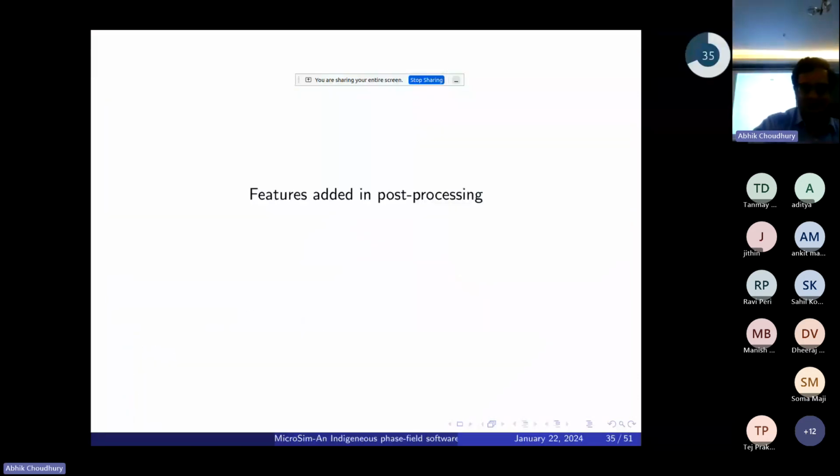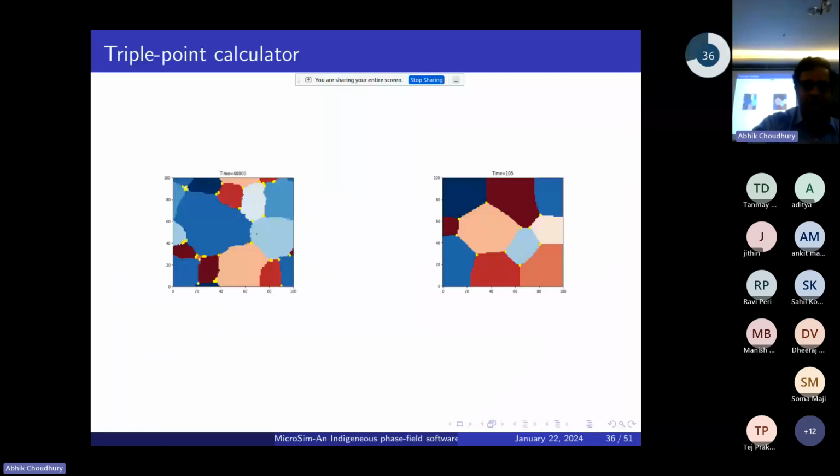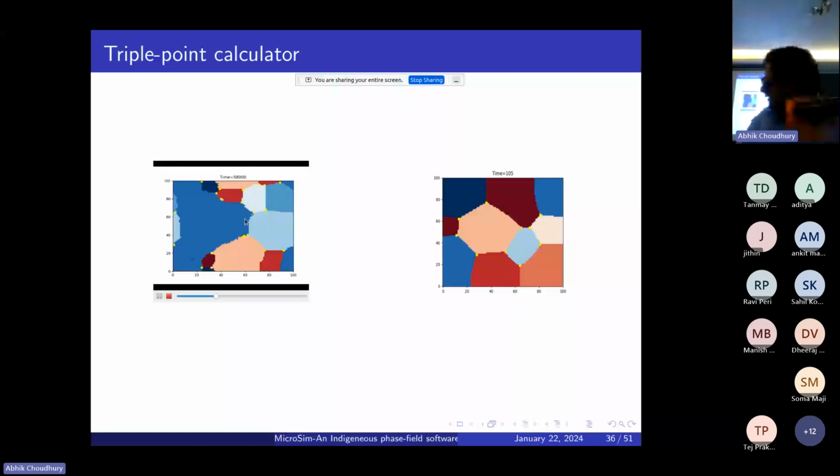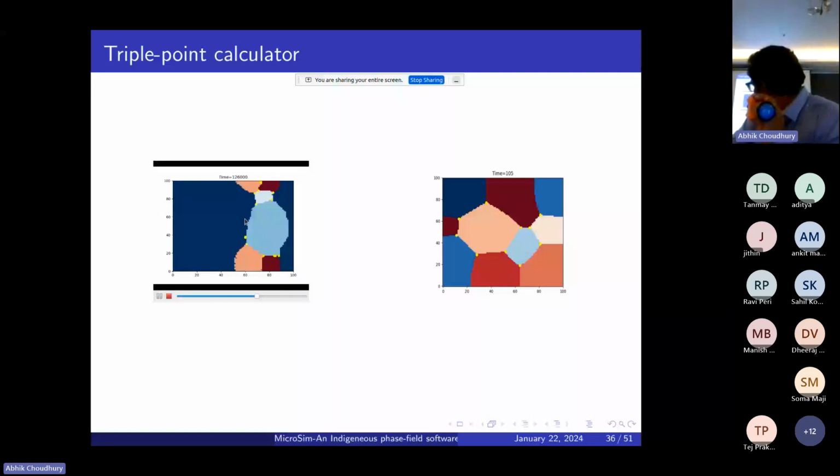Okay, so some features about post-processing. Apart from the classical sizes of the precipitate, surface area, volume, and velocities that you can extract from any phase field simulation, you can also do some non-trivial stuff. For example, here you can extract the number of triple points. These yellow dots that you see are demarcating the triple points.